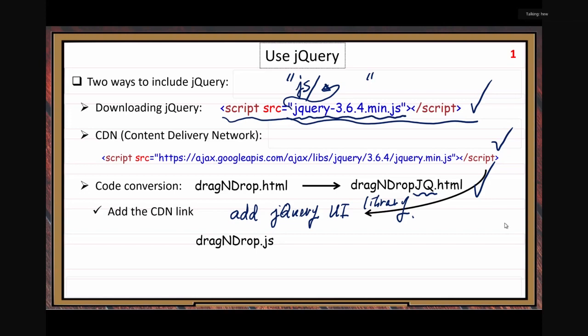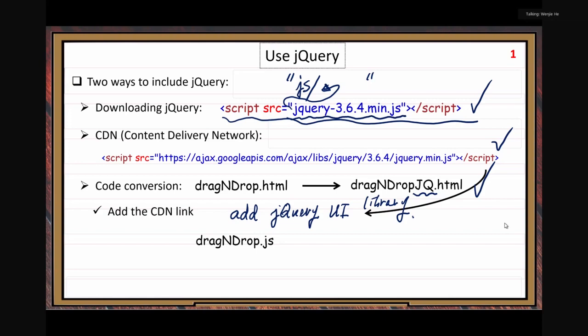We need the extra feature from the UI package of jQuery. After you add that, you're almost there. So you have the jQuery UI support. This drag and drop is one of the UI features, so you have the UI support.